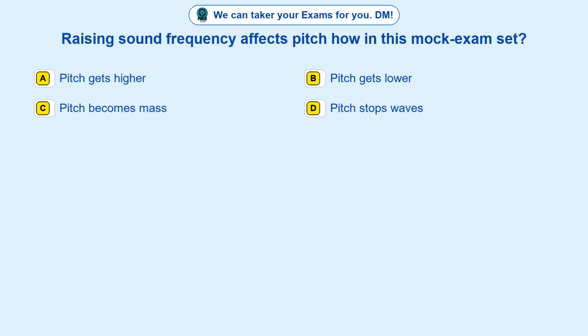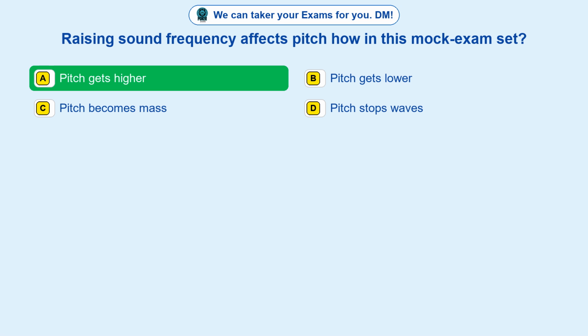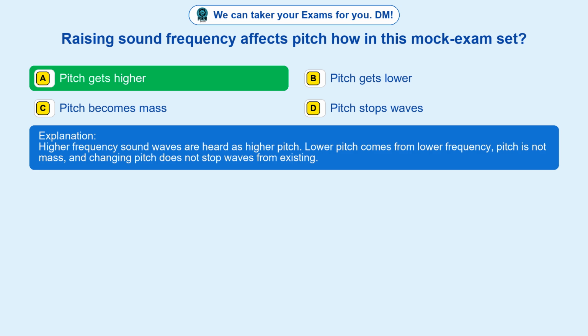Question 67. Raising sound frequency affects pitch how in this mock exam set? Option A, pitch gets higher. Option B, pitch gets lower. Option C, pitch becomes mass. Option D, pitch stops waves. The correct answer is option A. Pitch gets higher. Higher frequency sound waves are heard as higher pitch. Lower pitch comes from lower frequency, pitch is not mass, and changing pitch does not stop waves from existing.